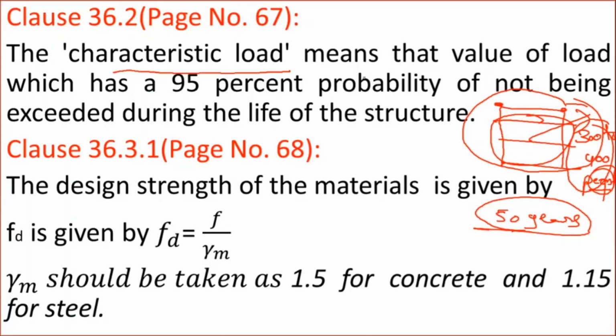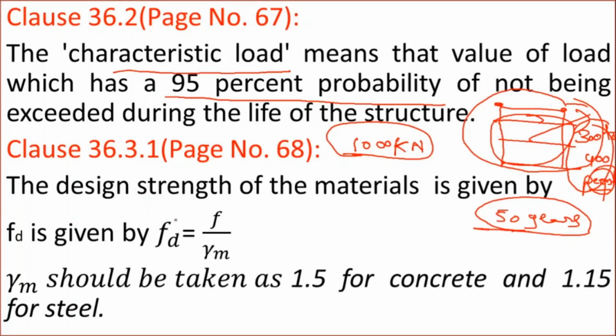Now what is characteristic load? Characteristic load is that value of load which has a 95% probability of not being exceeded during the life of the structure. Suppose you consider a load of 1000 kilonewton on the structure, then 95% of the times the load should be less than this 1000 kilonewton. Less than 5% of the times it may exceed that value, but 95% of the times the load should be less than this value. So that is the characteristic load: the load which has a 95% probability of not being exceeded during the life of the structure.